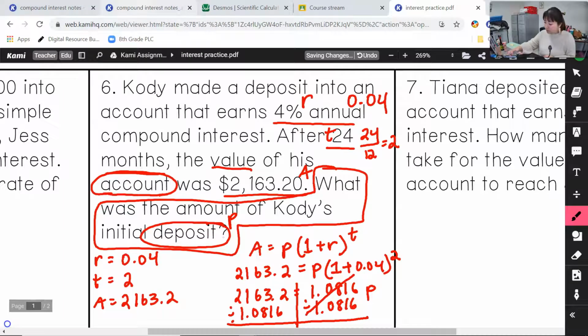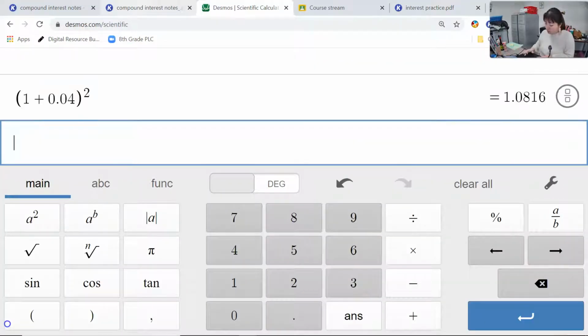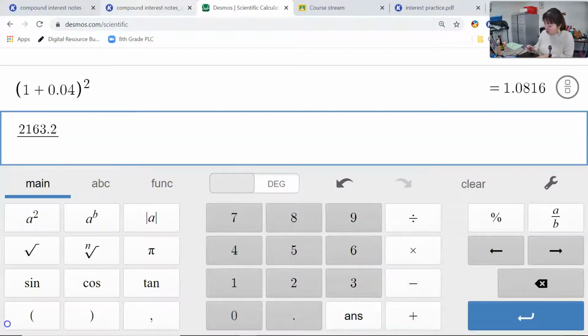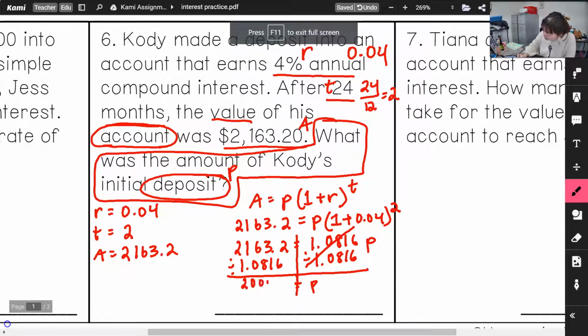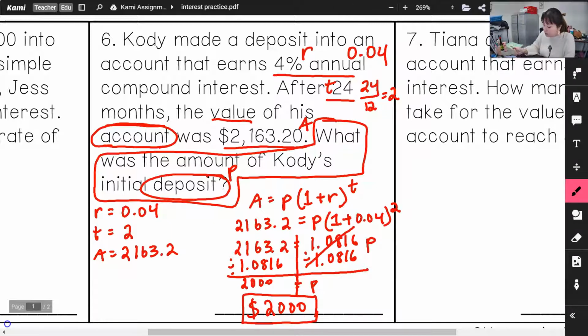Let's divide that. Okay, so 2,163.2 divided by 1.0816. Hey, look at that. We get a nice even number. It's 2,000. So that is our answer. This is the initial deposit that he made, and then after he left it in there for 2 years, it became $2,163.20.